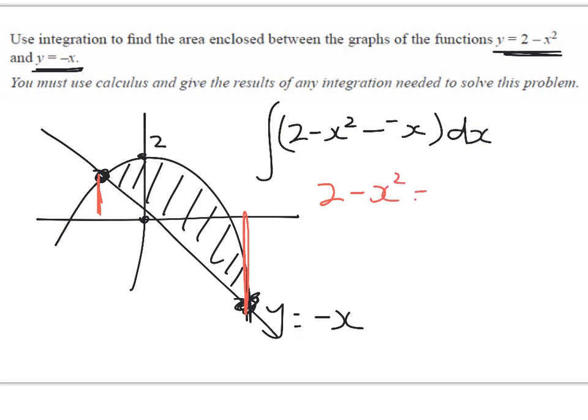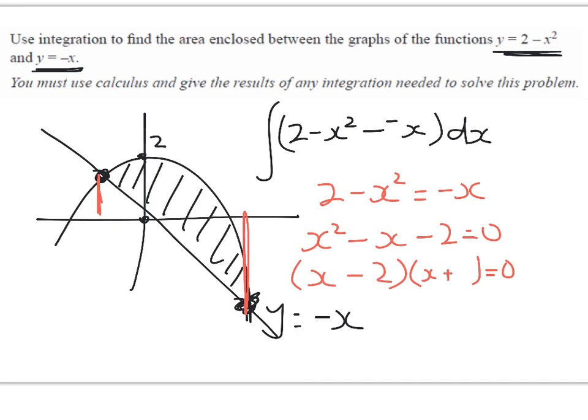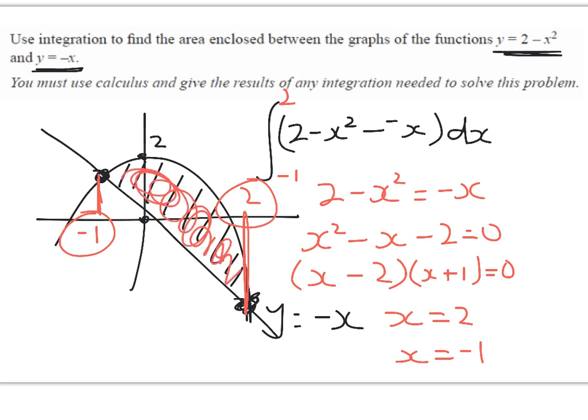2 minus x squared equals negative x. That gives me x squared minus x minus 2 equals 0. We've got x minus 2 and x plus 1. Now have a look. Does that make sense? Yes, it does. We've got x equals 2 and x equals negative 1. So that's most of the work done. On the next slide, we're going to pop those limits in and we're going to do the integration. And we're going to work out this number here, which is the area. So notice I don't have to worry about any of the stuff with signed area. If I'm doing the top curve minus the bottom curve, I just get on with it.